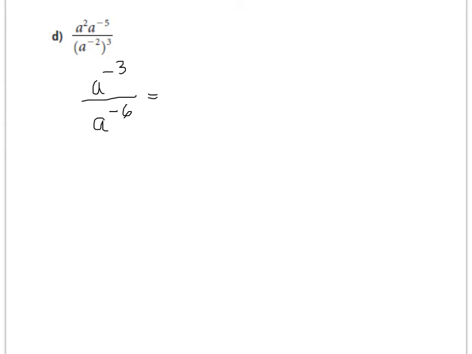Now I have two powers with the same base but divided. So I'm going to write one base, and then I'm going to subtract the exponents. So it's going to be negative 3 minus minus 6, which is going to be a exponent... Negative 3 minus minus is positive. So minus 3 plus 6 is going to give me 3.